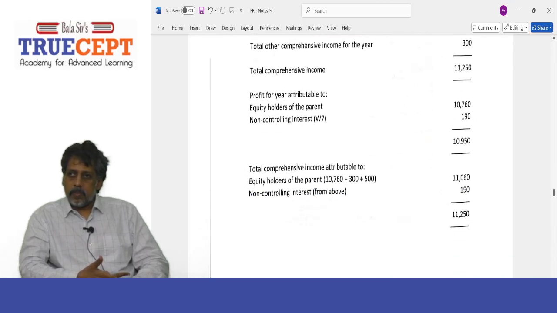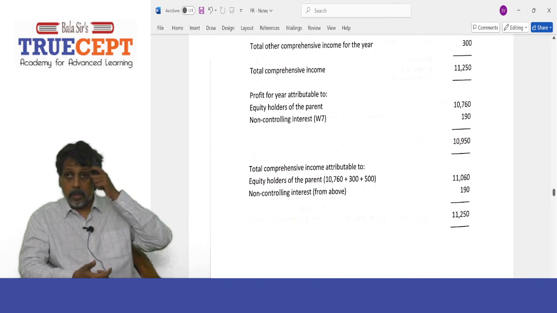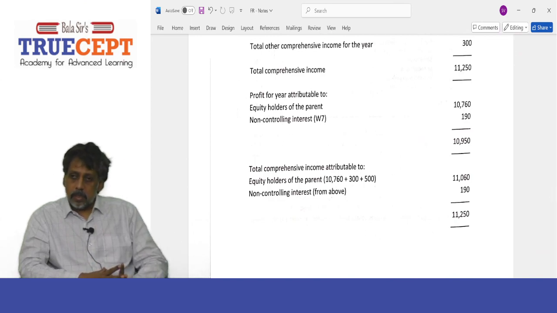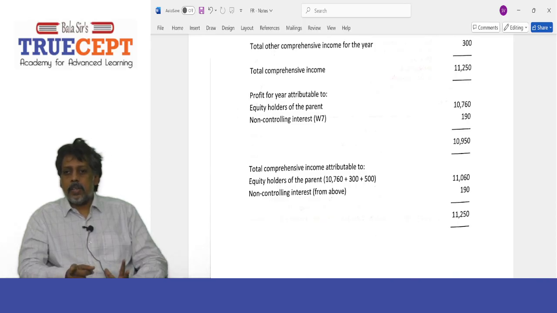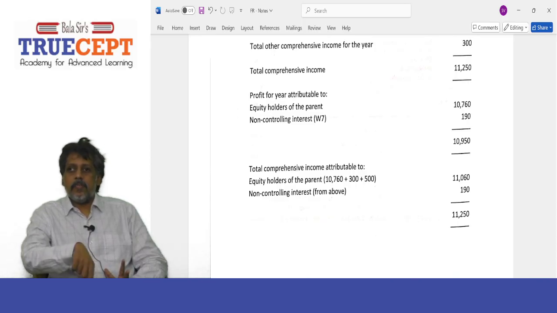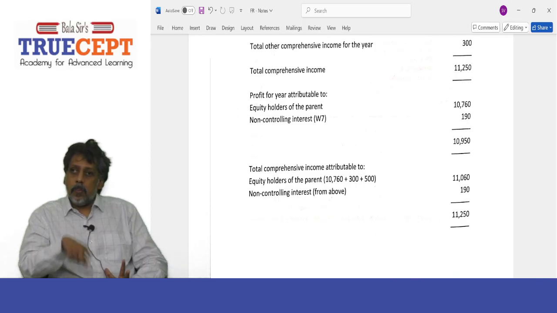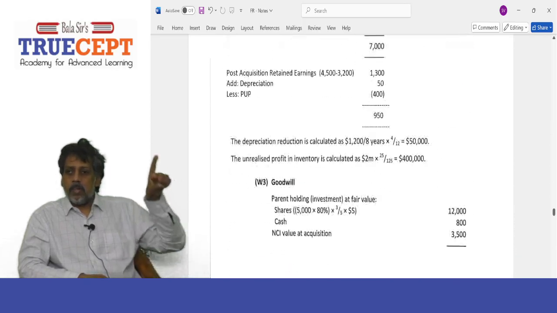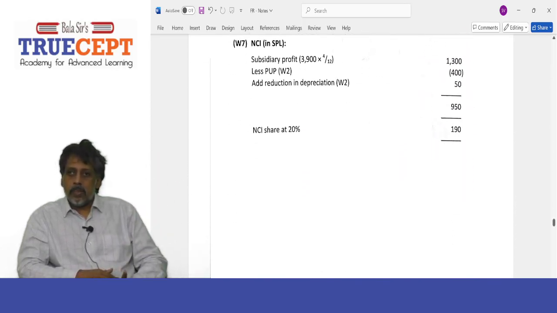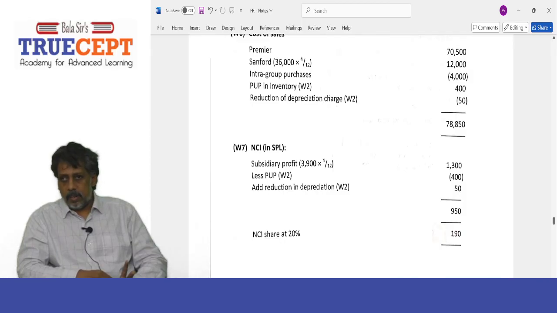Profit for the year attributable to equity holders of the parent, 10,760. How do you get that? Keep that as a balancing figure. Rather, you find the profit for the non-controlling interest in the working note. Just see. Now tell me, what is the profit reported by the subsidiary? 3,900. For 4 months, how much? 1,300.